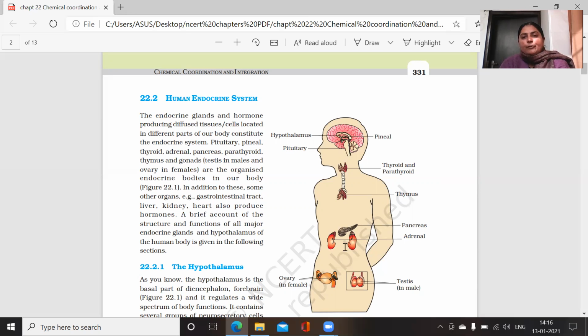Then come to the thorax region or the neck region of your body. Here two types of endocrine glands are present. One is the thyroid gland and another is the parathyroid gland. In the lobes of the thyroid gland, a pair of parathyroid glands are present.